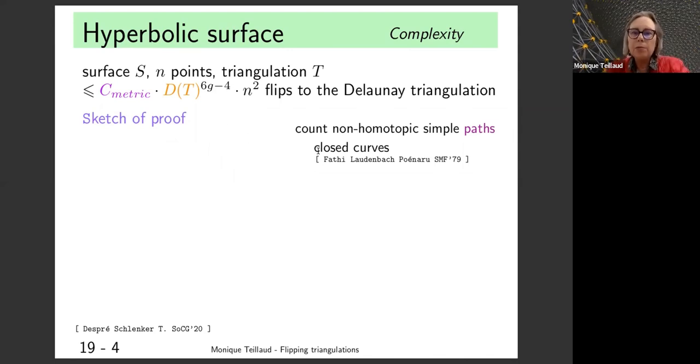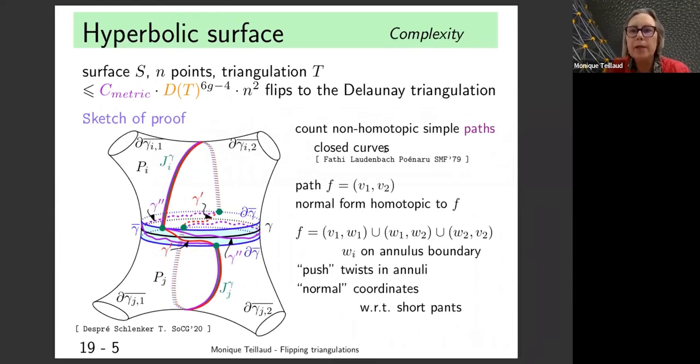So we actually reuse a proof that dates back to 79. There was a proof that counts the number of closed curves, but here we need a path. So we change the proof a bit to extend it to a simple path. The ingredient is this decomposition of the surface. You take a surface and decompose it into pairs of pants. Here you have two pairs of pants that are glued, and gamma is the common cycle of those two pairs of pants.